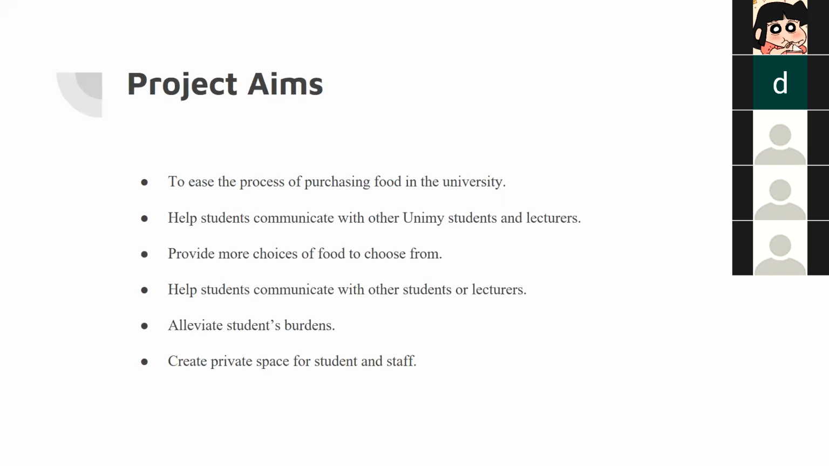Okay, the project aim is that the UniMy social networking website is a cross-platform system designed in hope to ease the process of purchasing food in the university and offer students much more variety of food choices that students, including lecturers, can choose from. Besides that, it should also aid students in communicating with other UniMy friends as well as lecturers. That way, students will be able to discuss their coursework among one another and with the lecturers. This website is designed with the aim of alleviating students' burdens as well as creating a private space for university students and staff.